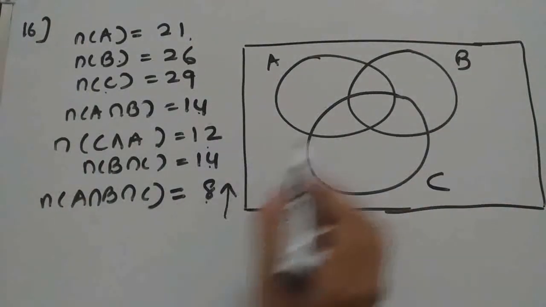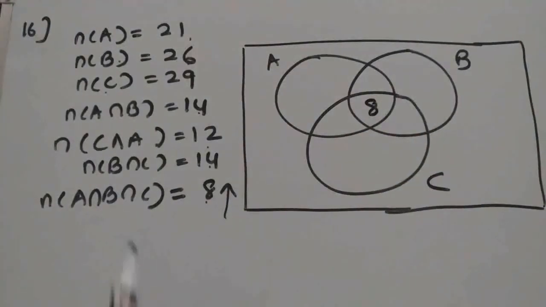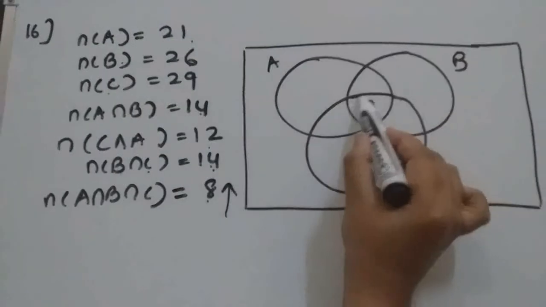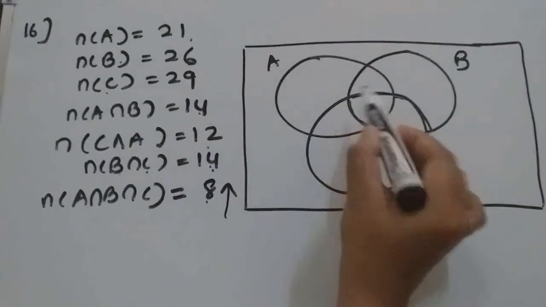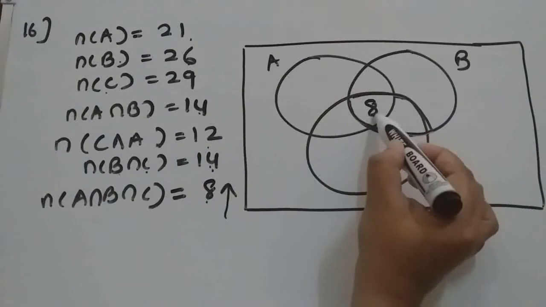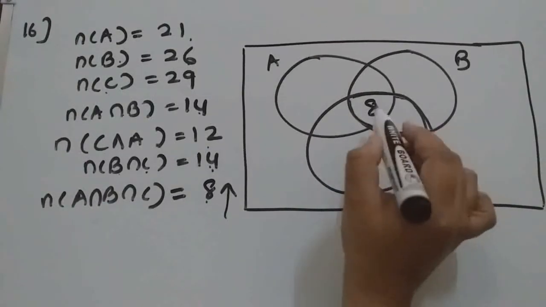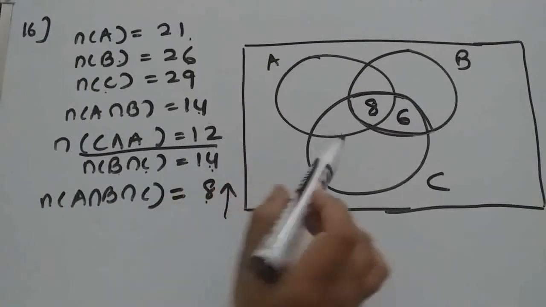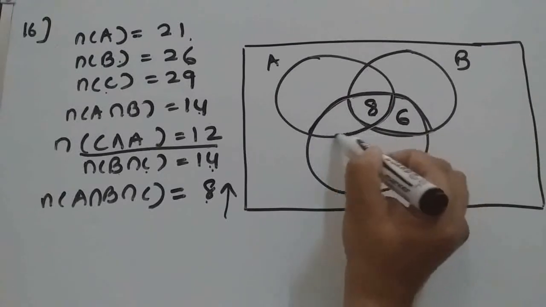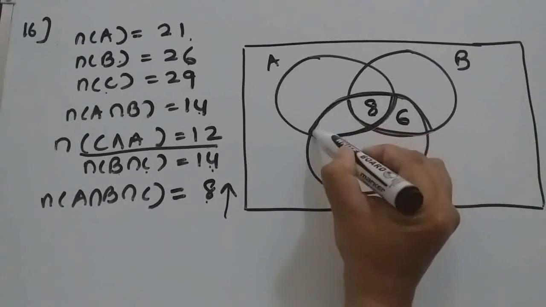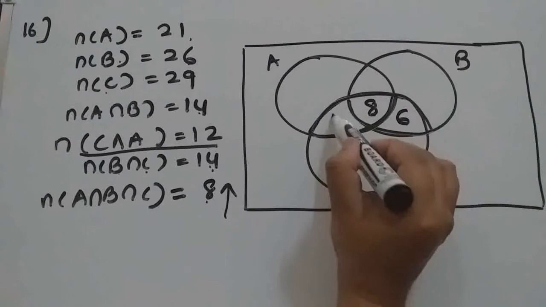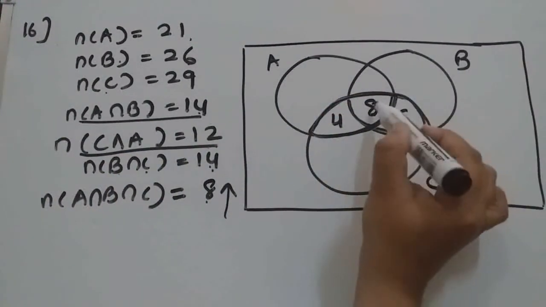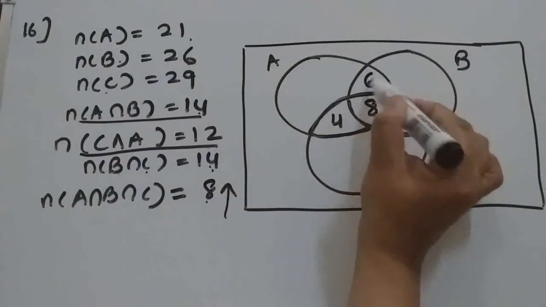So all the 3 intersection means this part is given as 8. Now next is B intersection C, which is 14. B intersection C means this area, isn't it? This is 14, but we already calculated half of it as 8. So 14 minus 8 means 6 will come here. Then C intersection A is 12, means this part. C and A intersection means these two circles' intersection. This is 12, but 8 is already here, so 4 will come. Okay. A intersection B means 14. Already 8 is there, so 6 will come.